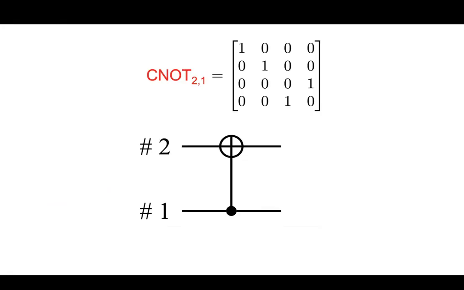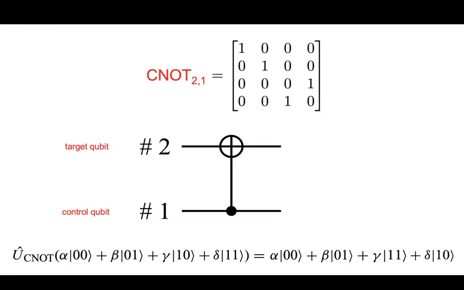This is how the CNOT gate is represented in quantum circuit diagrams. The circle with a plus sign labels the target qubit, while the black dot labels the control qubit. Either qubit can be the control or the target. Just make sure you label the diagram properly. This is how the general 2-qubit state is transformed by the CNOT gate. Notice how only when the state of the control qubit is ket 1 does the state of the target qubit get flipped.